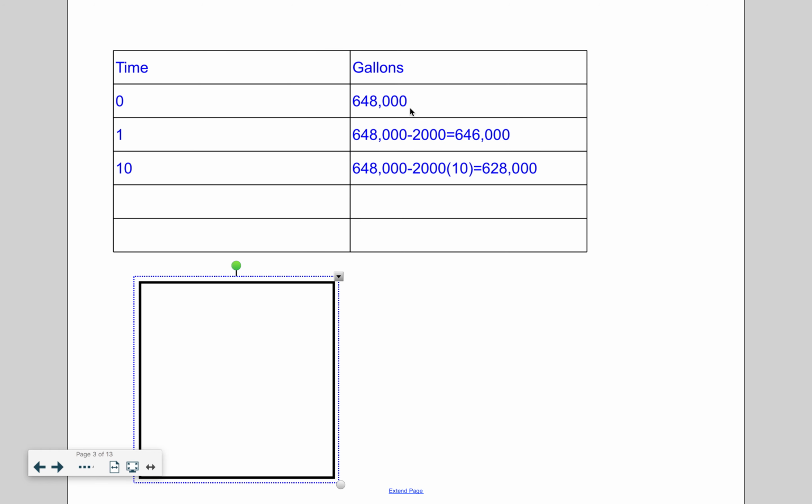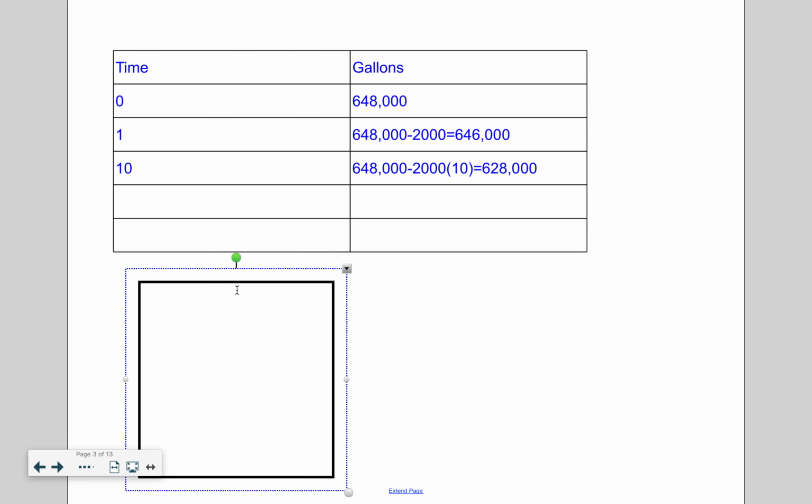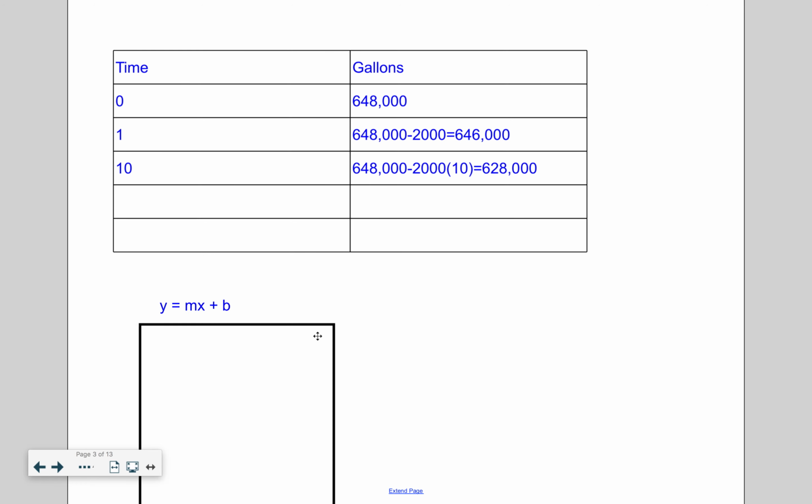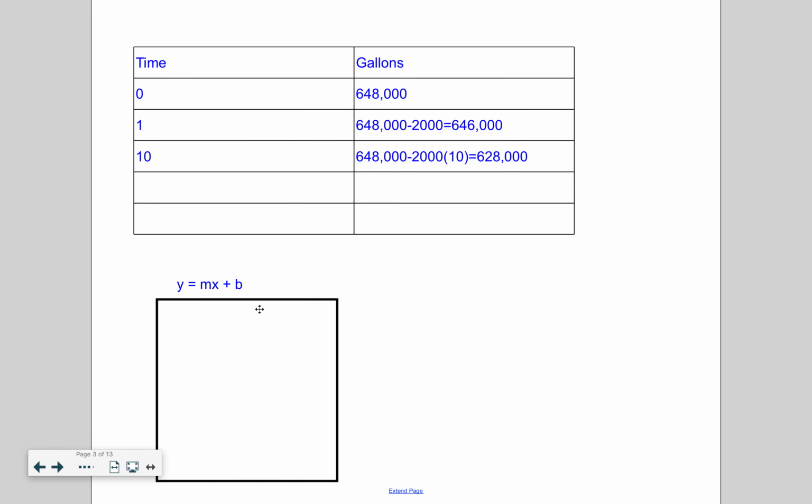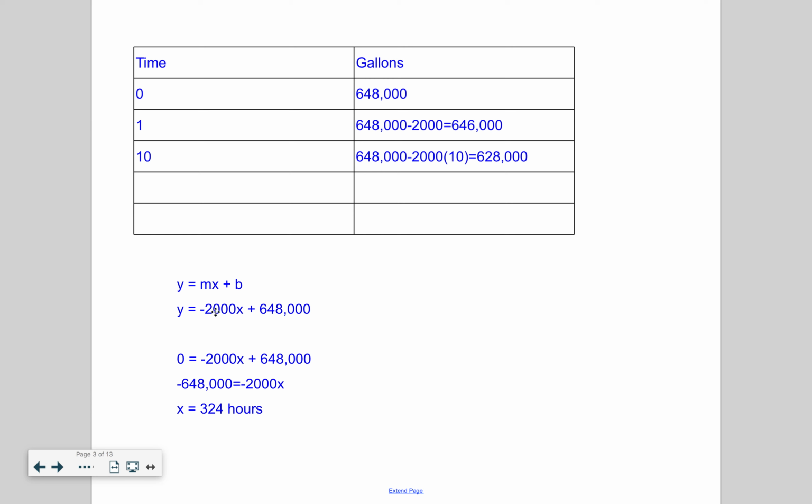Okay, I do see that I have a y-intercept right here. And I know my y equals mx plus b. I also know that I can figure out the slope because I have at least 2 points in the table. We have y equals mx plus b. We know slope-intercept form. I know the b. I know the y-intercept. It's right here. And the slope, I can figure that out. It's decreasing 2,000 every 1 hour. So my slope right here is negative 2,000, and my y-intercept is 648,000.